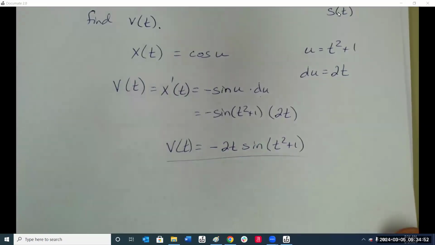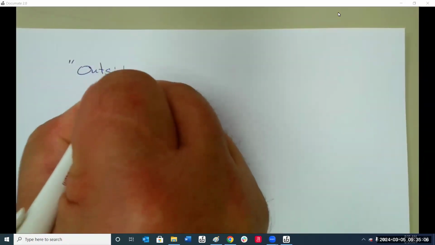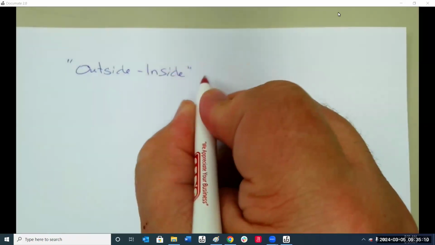Outside, inside rule. This is what we've been doing. Take the derivative of the outer function times the derivative of the inner function. So I don't know why they decided to give it a whole topic of itself. Do they call this the outside inside rule?